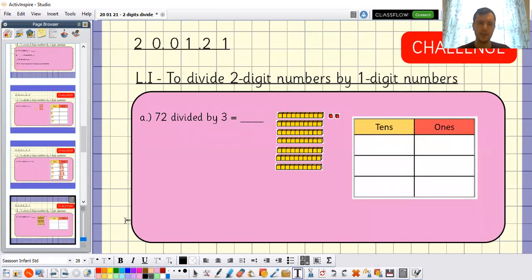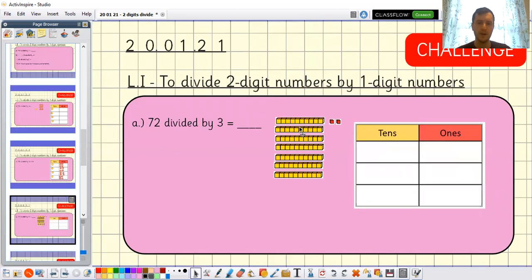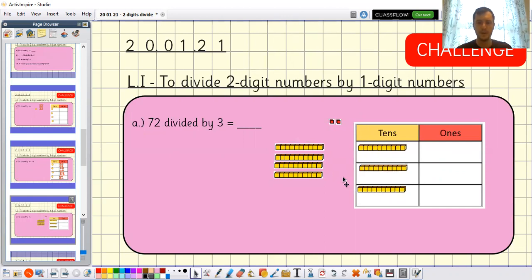Let's look at the next example together. 72 divided by 3. And here I've used base 10 instead of place value counters. And once again, we share our 10s first of all. So I'm going to share my 10s in that place value grid. There's 1 10 in each box. 2 10s in each box.